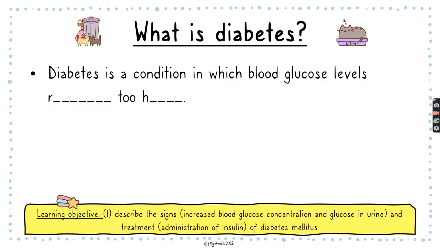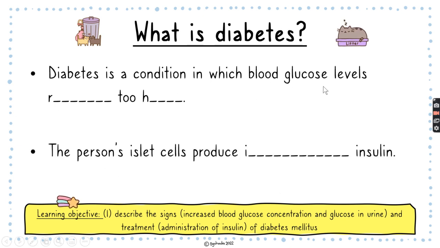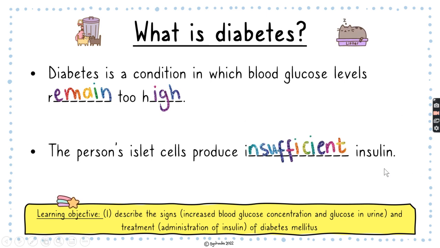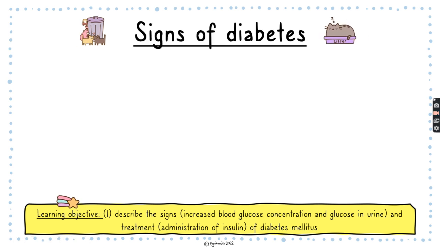Okay, so what is diabetes? Diabetes is a condition in which blood glucose levels remain too high. That means that once your blood glucose level increases, it remains very, very high, and you don't want that. You want it to go back to the normal level. And in the case of diabetes, the person's islet cells, the islets of Langerhans, produce insufficient insulin. This means that they don't have enough insulin to bring the glucose level down.